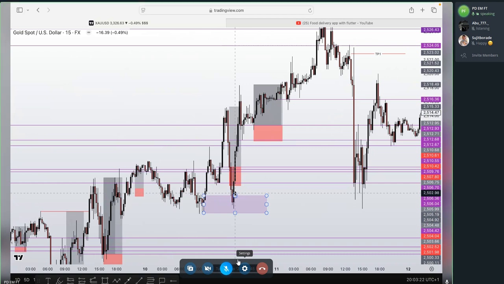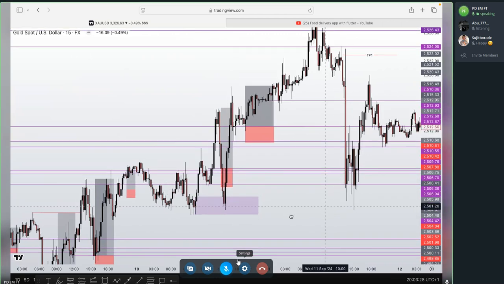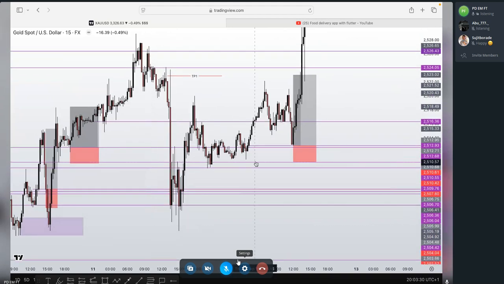Let's keep moving. This one too, it has to be a doji in maybe the 3-minute time frame or 5 minutes. No, I basically prefer using 3 minutes. 5 minutes, sorry.